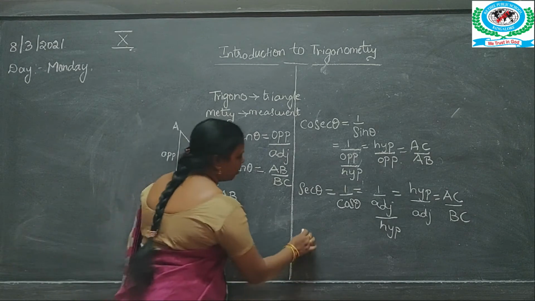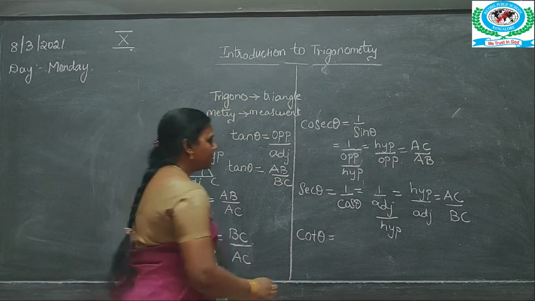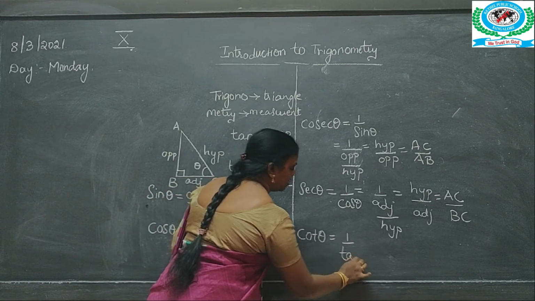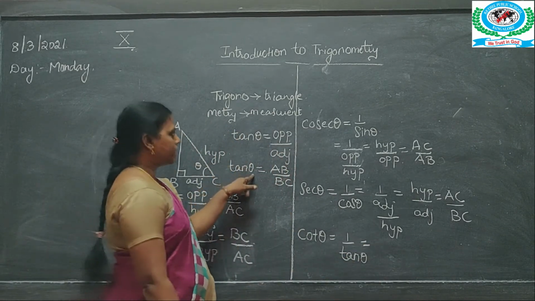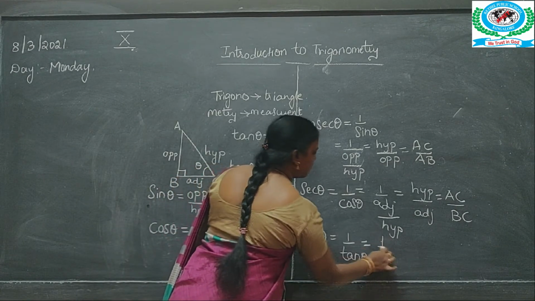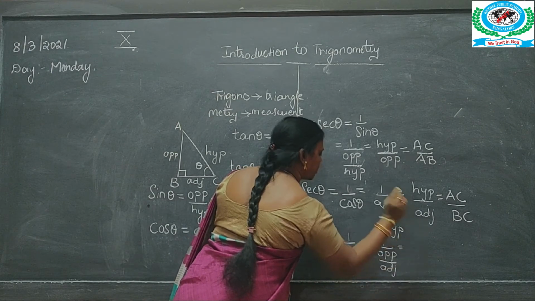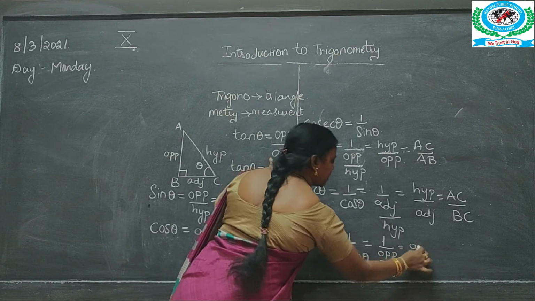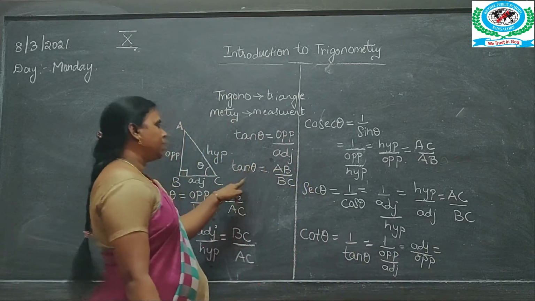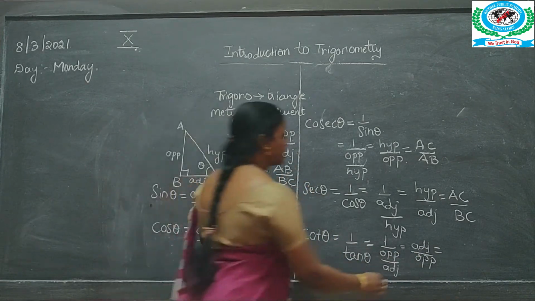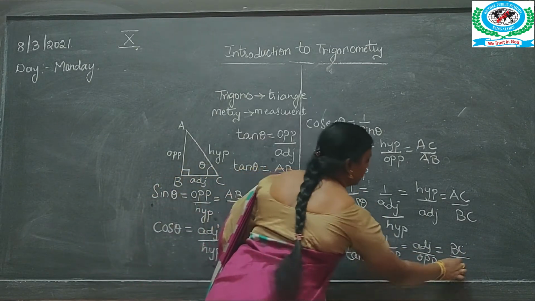Lastly, cot of theta will be the inverse of tan theta, so 1 by tan theta. We know that tan of theta is opposite by adjacent. So 1 by opposite by adjacent becomes adjacent by opposite. See here, adjacent is BC, so this becomes BC by AB.